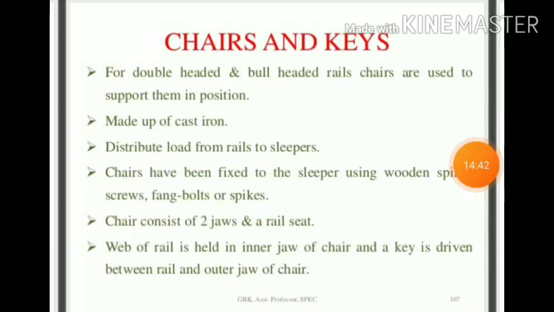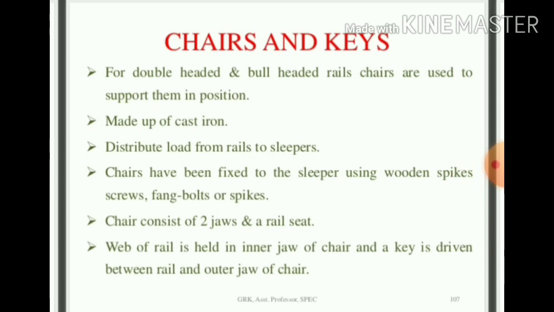Next one is the chairs and keys. The chairs and keys are used in case of double-headed rails and bull-headed rails. You can see here, for double-headed rails and bull-headed rails, chairs are used to support them in position. They are made up of cast iron, so the chairs and keys are mostly made up of cast iron. They distribute load from rails to sleepers. Chairs have been fixed to sleepers using wooden spikes, screws, fang bolts or spikes.